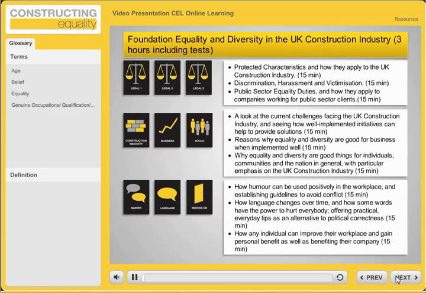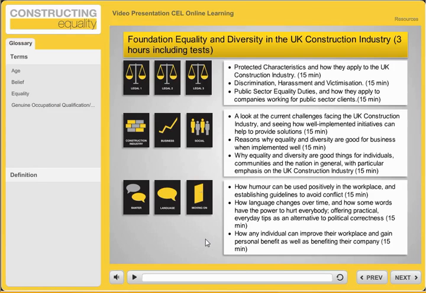The second course is Foundation Equality and Diversity in the UK Construction Industry. This course is 3 hours long and is broken into 3 units containing 3 15-minute presentations and a 15-minute test. This course is designed for companies who want to go beyond the basics and get their staff on side with fairness, inclusion and respect. In the first unit of this course we look at the protected characteristics and how they apply in the UK construction industry. We also look at discrimination, harassment and victimisation. We also expand into other areas such as the public sector equality duties and how they apply to companies working for public sector clients.